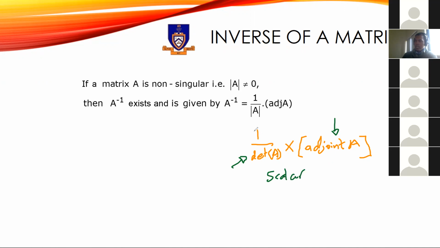Scalar means this is a scalar quantity multiplied by the matrix that we will get, which is the adjoint matrix. And that will result in our new matrix, which we will call the inverse. Right? So there's a lot of calculations happening in here, and this is why I took it step by step to explain every single step.